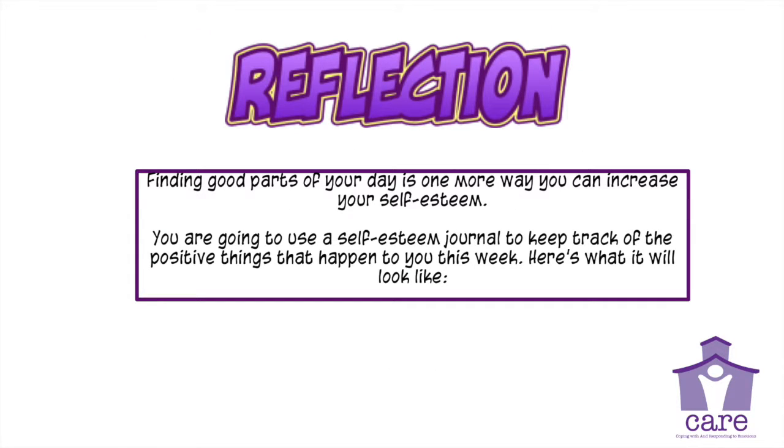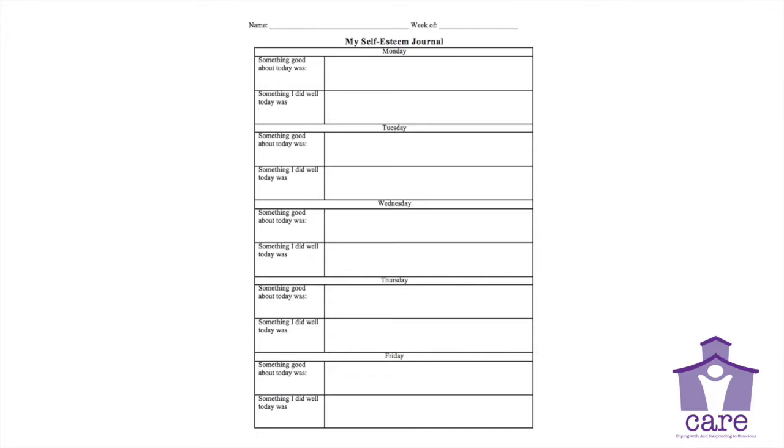Okay, and then finally, this is one of the final parts of the lesson. Go ahead and pass out that self-esteem journal to students. It looks like this. There is also an example of the self-esteem journal on page 74 of the student workbook. Essentially, every day this week, students are going to reflect and write down something about today that was good, and something that they did well today. It could be something at school, it could be something at home, it doesn't matter. The point is to have them think of those 2 positive statements every day for a week.